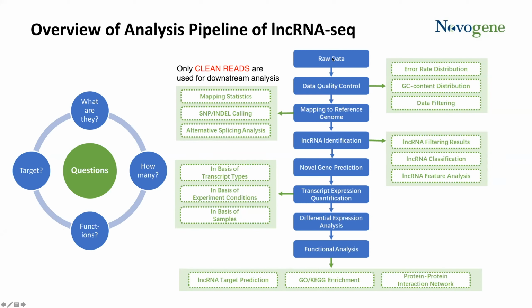So as we discussed earlier, raw reads are cleaned up and only clean reads enter into analysis after data QC. The first step is mapping of the sequences to a reference genome. And then there's a step of long non-coding RNA identification. And then we also identify novel genes. And then we quantify the transcripts. We can do differential expression analysis when we are comparing groups. And eventually we do functional analysis.